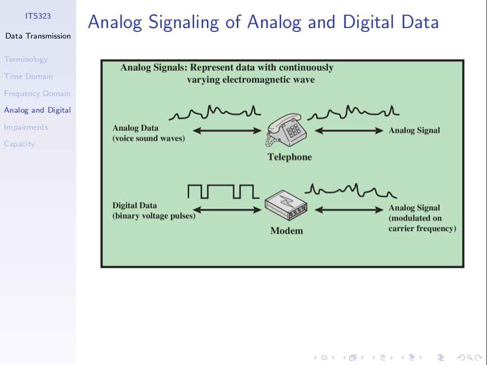So a modulator converts the digital data into analog signals. A demodulator converts the analog signals back to digital data. So a modulator and a demodulator becomes a modem. So there's an example of analog signals and digital data.